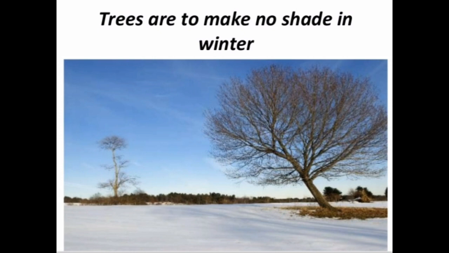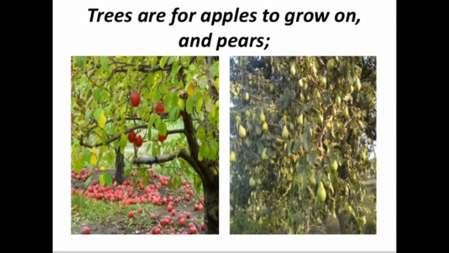So trees are to make no shade in winters. No shade means they don't provide us shade in winters. Because winters mein we don't need shade. Winters mein they provide us with sun rays or warm heat that passes through the trees. So we enjoy that. Trees are for apples to grow on and pears.